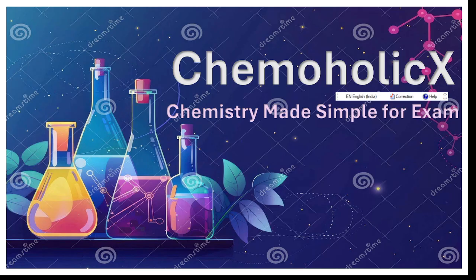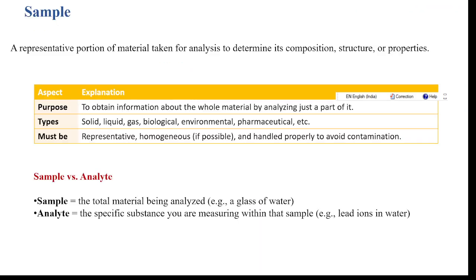As I had told you in my previous video, I am going to record a video on some analytical chemistry related terms that are important in this part, and sometimes they can ask you some objective type questions as well. So here comes my first term, which is sample. That is, a representative portion of material taken for analysis to determine its composition, structure or properties.